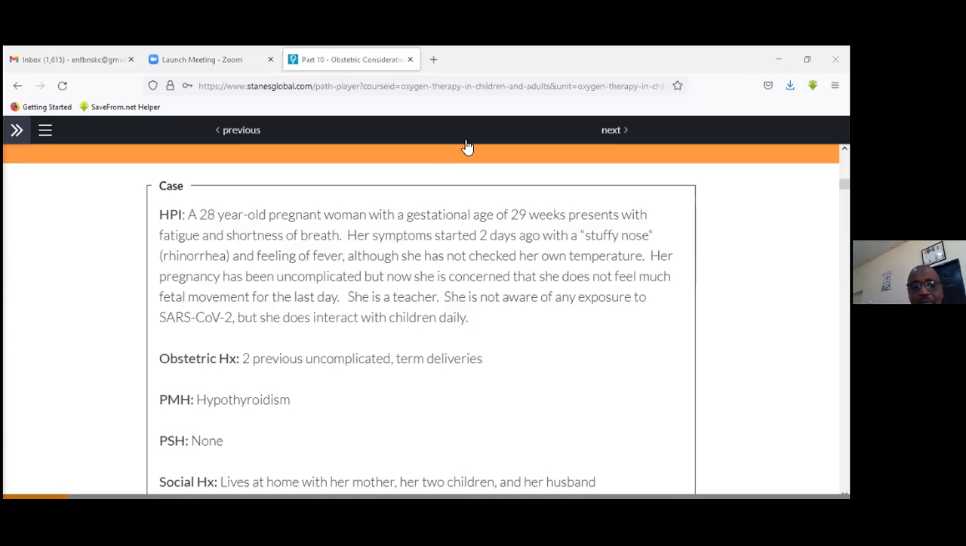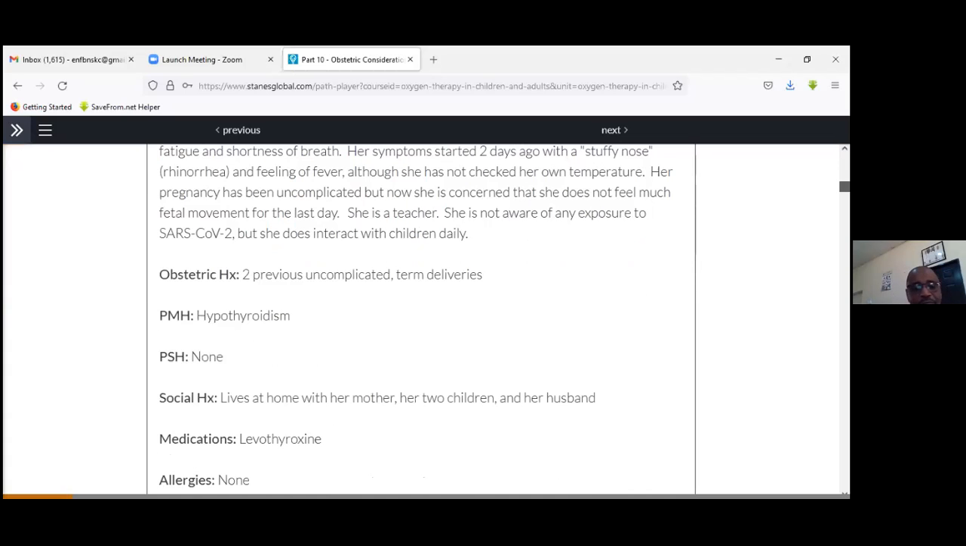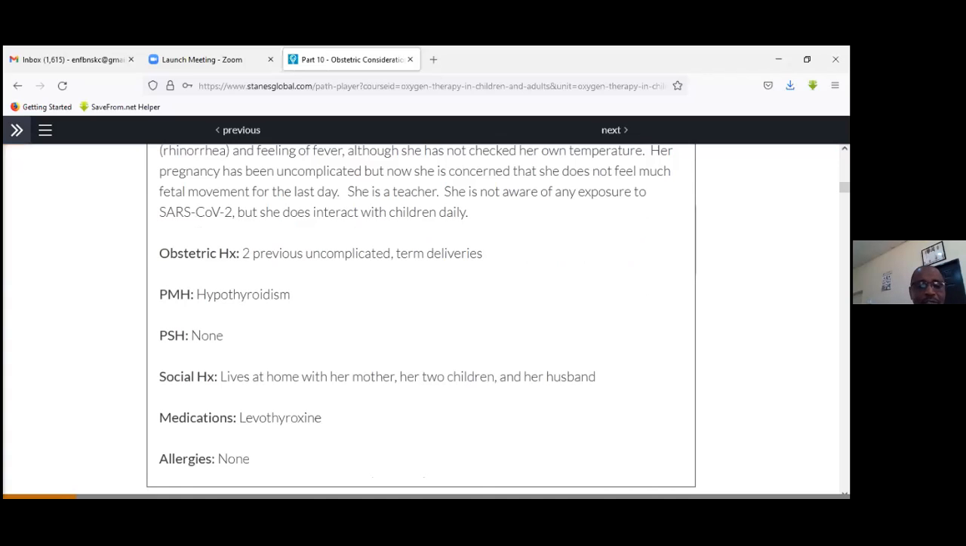Her pregnancy has been uncomplicated up to this point, but now she is concerned that she has not felt much fetal movement for the last day. She's a teacher and she's not aware of any exposure to SARS-CoV-2, that is COVID-19, but she does interact with children daily. Her obstetric history reveals that she has 2 previous uncomplicated term deliveries, and her past medical history reveals that she has hypothyroidism. That is, the thyroid gland is hypoactive. There was nothing in the past surgical history.